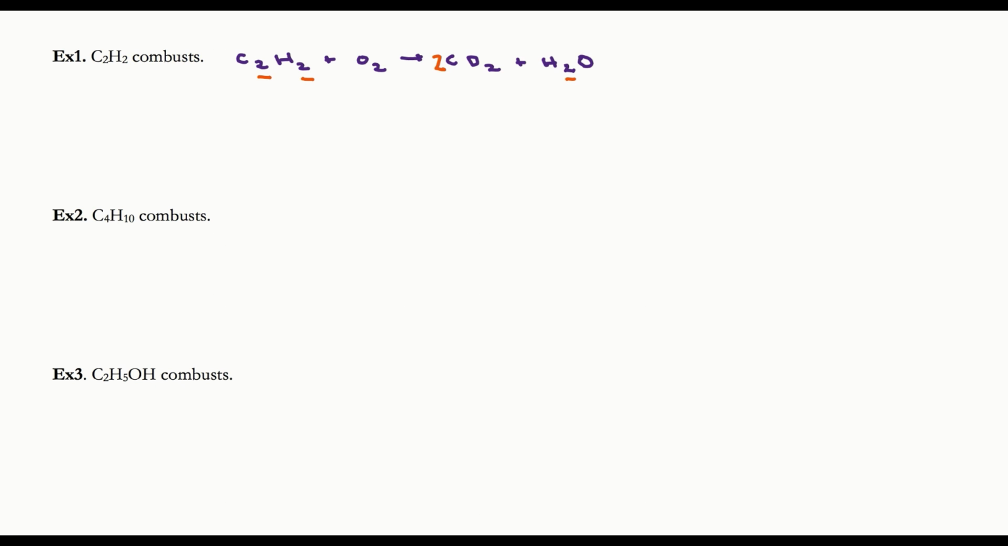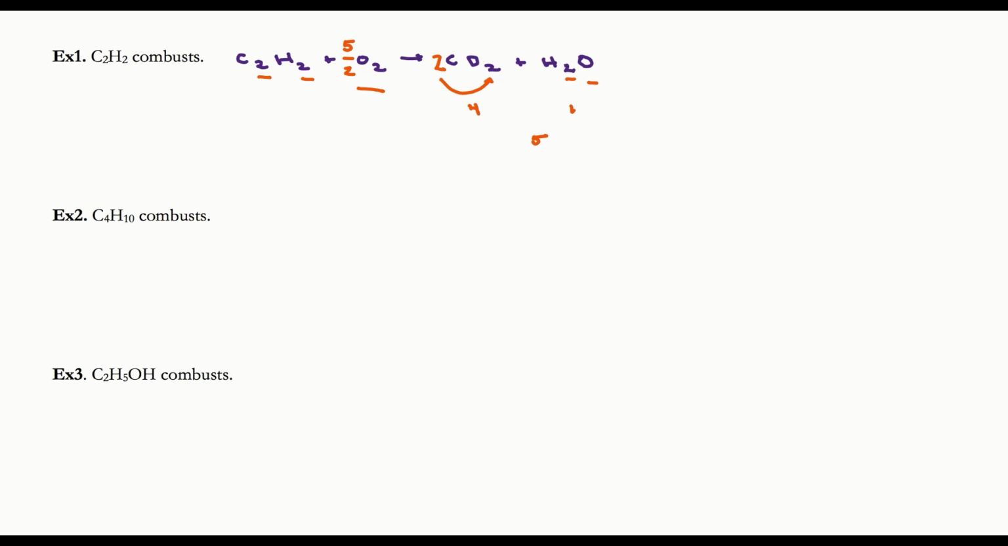So let's figure out how many oxygens I now have. I've got 2 times 2, so I've got 4 from carbon dioxide, and I've got 1 from water, so that's a total of 5. Well, how in the world can I get 5 oxygens on my reactant side? What times 2 gives me 5? Well, 5 halves, or 2 1/2. You can do 5 halves or 2 1/2. Either one is fine. It doesn't matter because, first of all, they're the same number, but also because you can't leave a coefficient as a fraction.